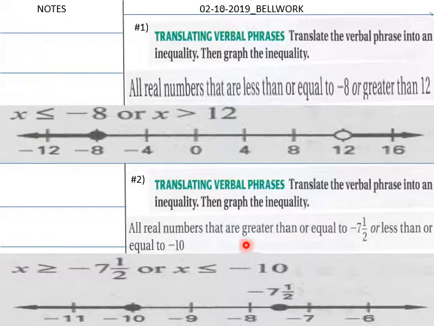And then down here, x is greater than or equal to -7 1/2. So we have this here for that. And then x is less than or equal to -10. This is the graph for that. Both have solid circles here for your starting place.